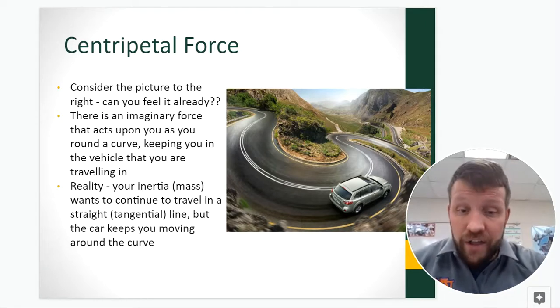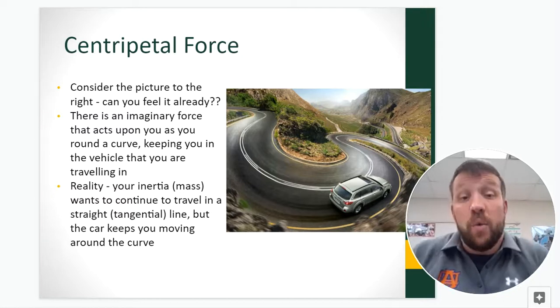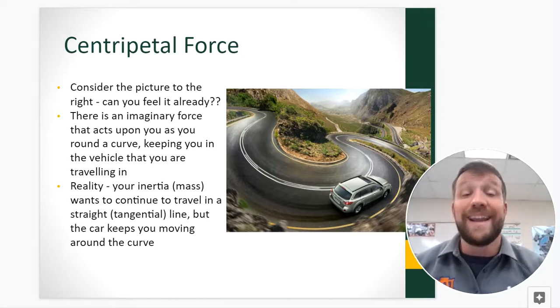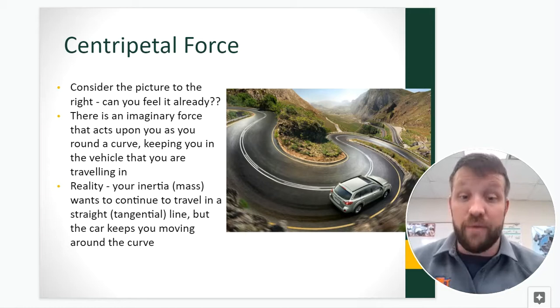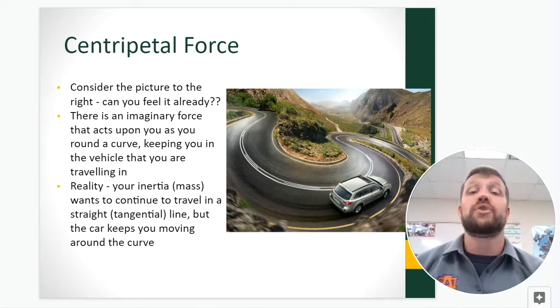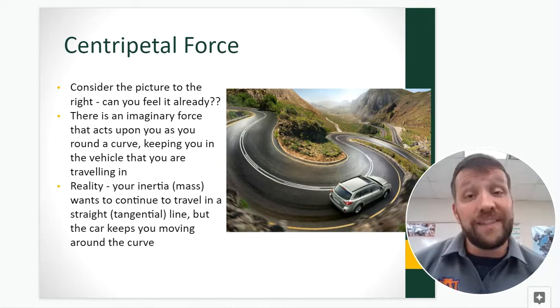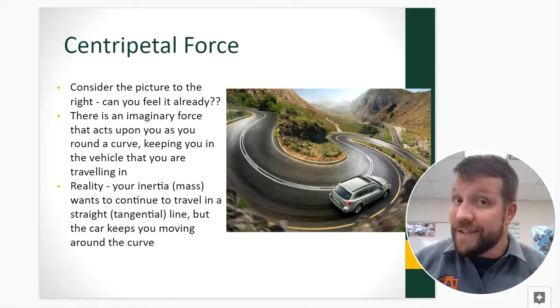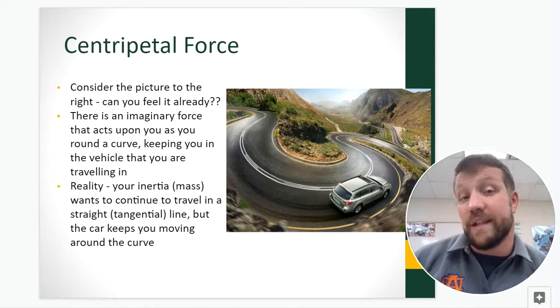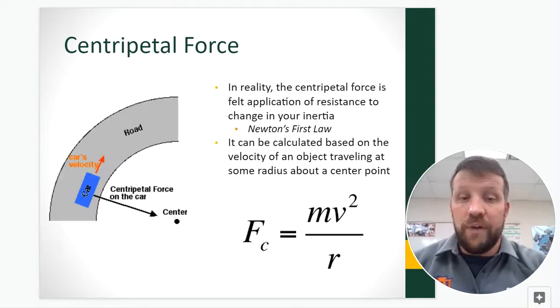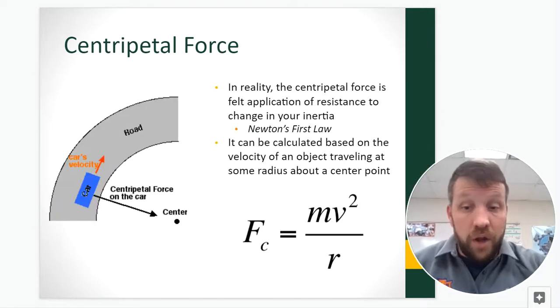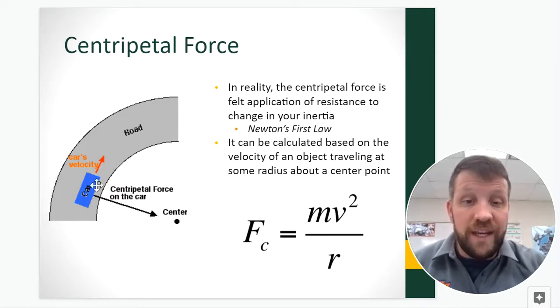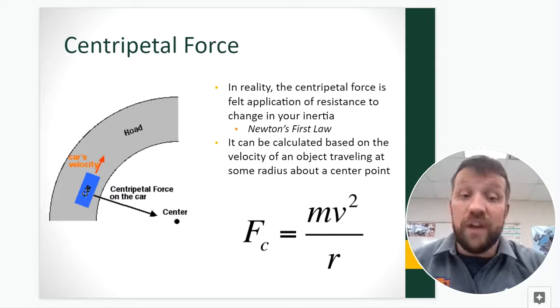But again, in reality here, your inertia, your mass, wants to continue to travel in a straight line, in a tangential line to the curve that you're going around. But the car keeps you from doing that. And that's why you feel that little bit of motion there, right? That little bit of slide to the outside, but you continue to stay in that line instead of traveling outwards. So to look at it right here, the centripetal force for a car, because it wants to continue to go straight, but there's that centripetal force that keeps it moving in that circular pattern because of Newton's first law.